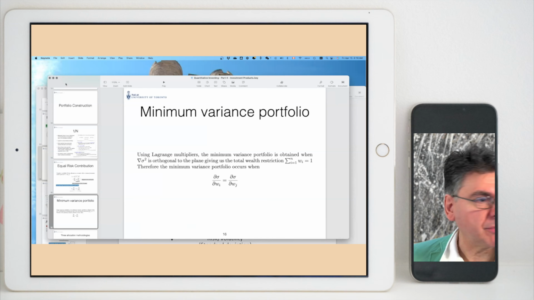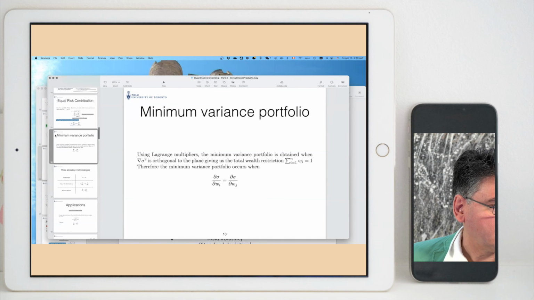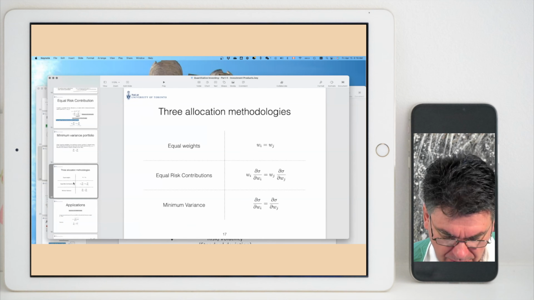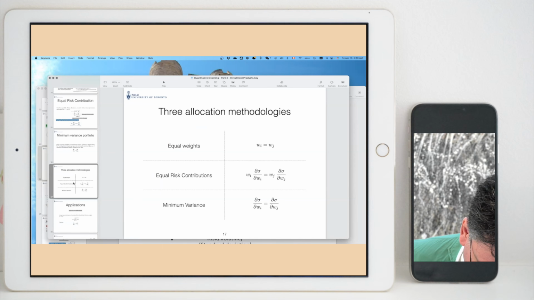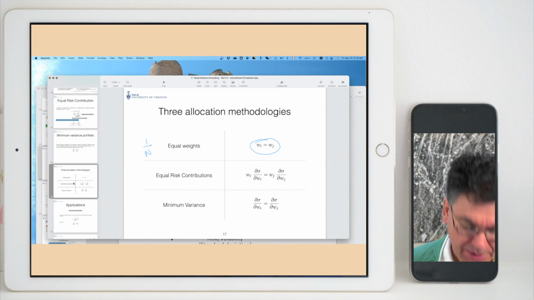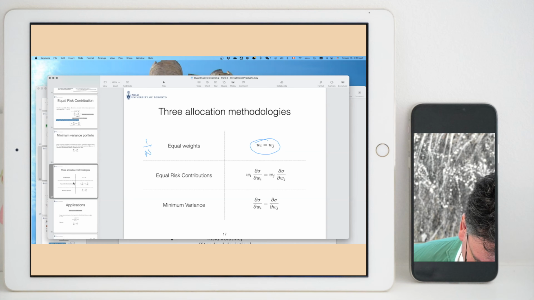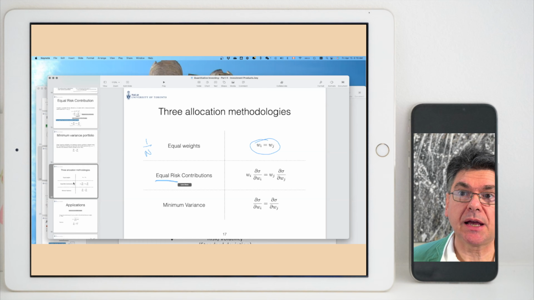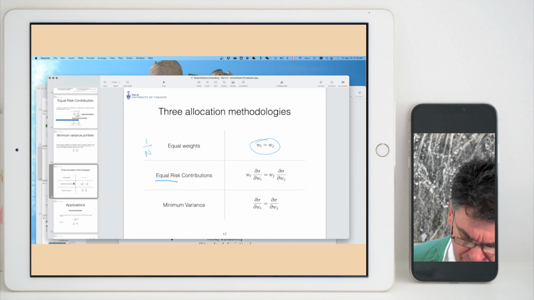Okay, so I'm going to summarize them as follows. Just went through that. The first was equal weights, 1 over n. Okay, all the weights are the same. The amount of money to each of my investments is the same across the board. Next is equal risk contributions.